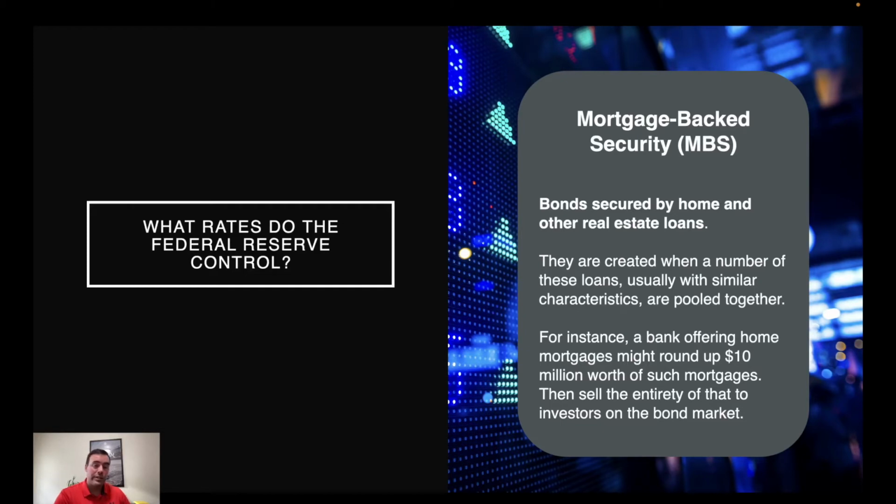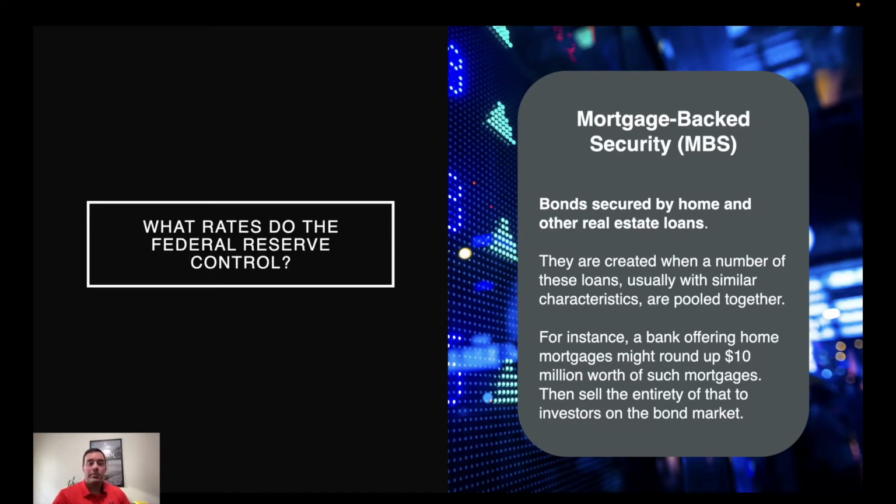mortgage-backed securities, which drives interest rates on mortgages. So when you think about mortgage rates, think mortgage-backed securities. A lot of lenders don't even understand this stuff or how it works. But mortgage-backed securities are the only thing that drives mortgage rates.